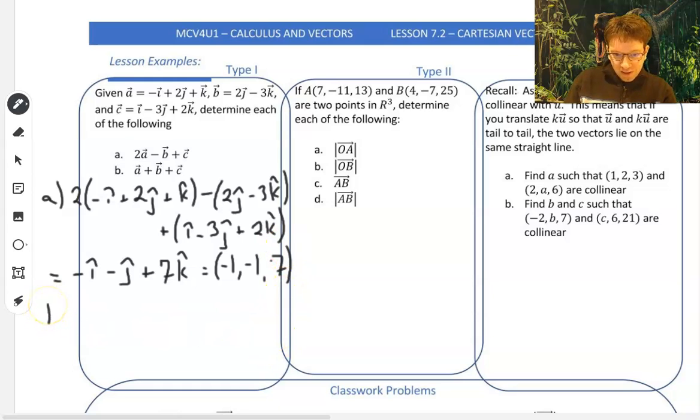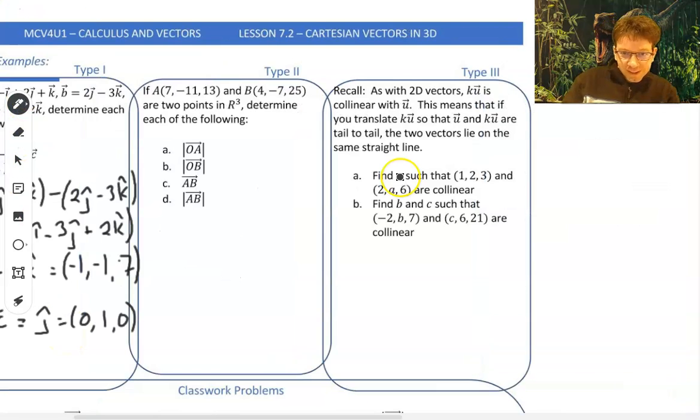All right, so I want you guys to take a minute and try part B, and then we'll take it up. So in example 2, it says we have A at that coordinate and B at this coordinate, and they are in our cube. That means 3D. Determine each of the following. So OA, a vector going from the origin to A, and we need to find its magnitude.